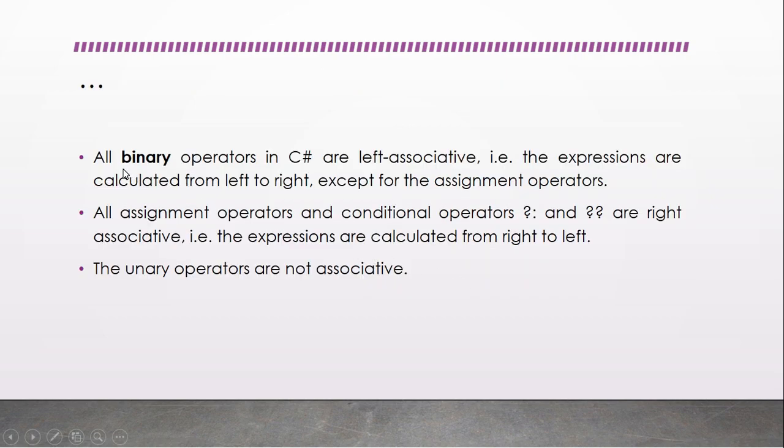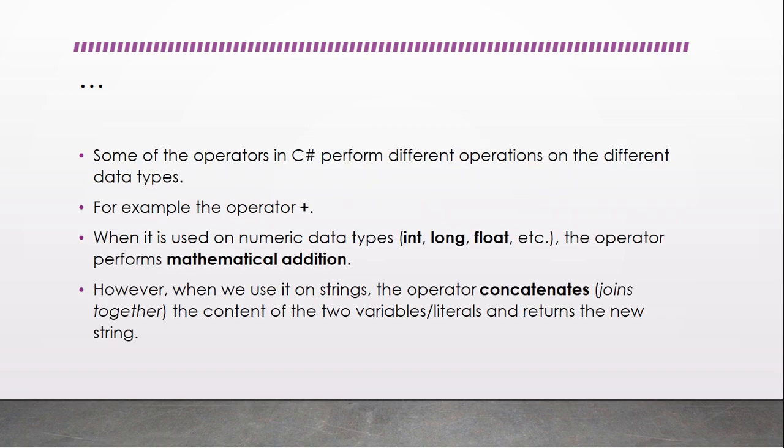All binary operators in C# are left associative. That means the expressions are calculated from left to right, except for the assignment operator, the equal operator. All assignment operators and conditional operators are right associative. That is, expressions are calculated from right to left. Unary operators are not associative because they take only one operand or argument.